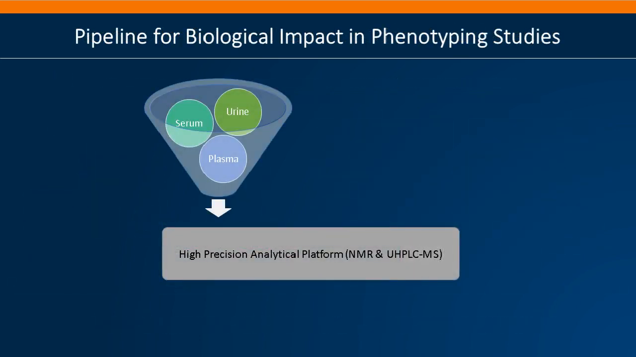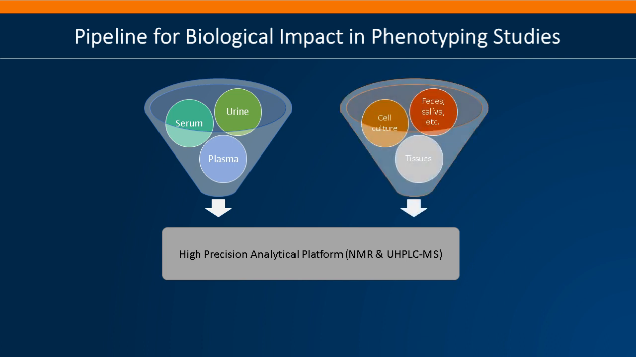Okay, so what that means is that we have, as I said, an analytical platform. I said it's based on NMR and UHPLC-MS. Into that, we're typically putting urine, serum, and plasma. That's what exists in the clinic. That's what's most easily obtained from the clinic. It's what exists in biobanks and epidemiologists' freezers. So that's what we've done quite a bit of work with.